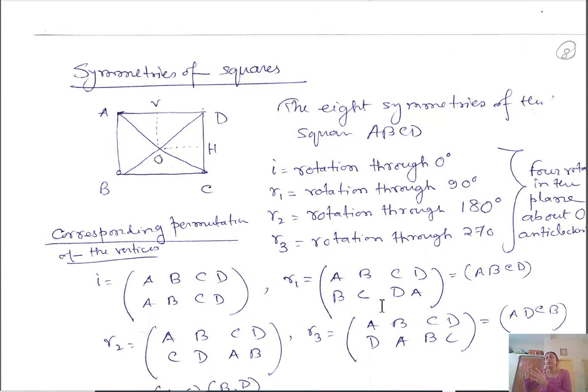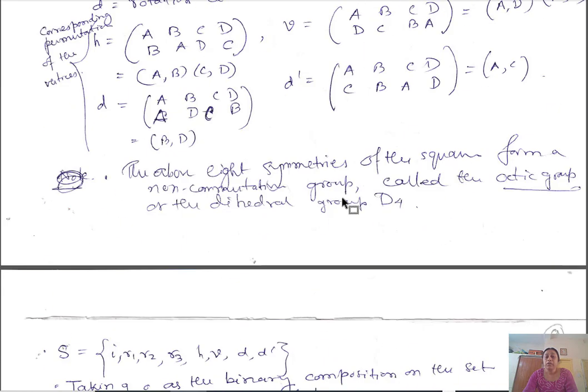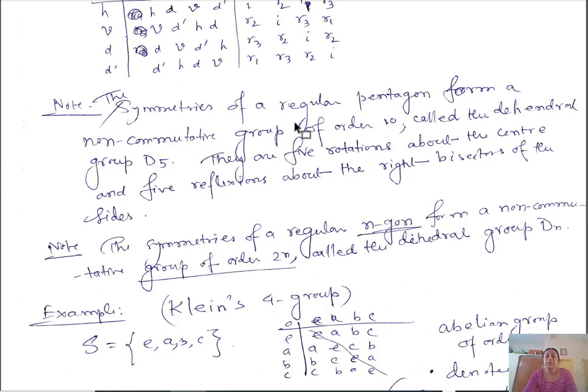A set consists of 4 elements, 4 vertices. How many permutations are possible? Factorial 4, 24. Out of them, I am considering only these 8 permutations. That constitutes a group corresponding to this, and it consists of 8 elements.